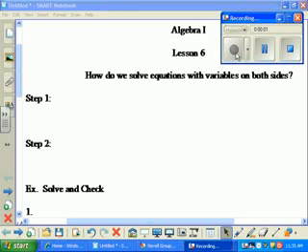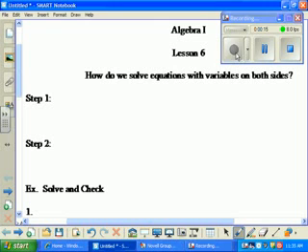How we solve equations with variables on both sides of the equal sign. So we're not just dealing with them on one side anymore. Now we're talking about the left and right hand side. Okay? So we have some steps. Are you ready for the steps? Okay, step one, whenever you're solving these, is you're going to combine like terms.